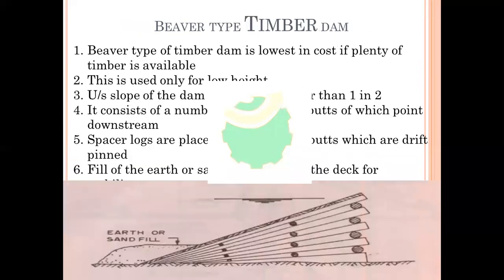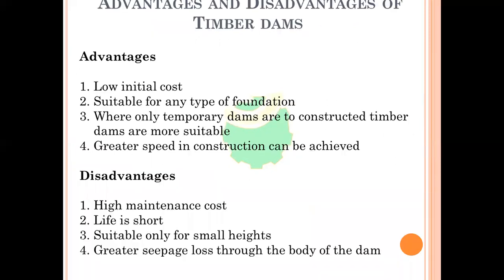Next, the beaver type timber dam. This type of timber dam is lowest in cost if plenty of timber is available. Okay, so this is the beaver type. Next, advantages and disadvantages of timber dams. Cost is low, and they are suitable for any type of foundation. Where only temporary dams are to be constructed, timber dams are more suitable. Greater speed in construction can be achieved.